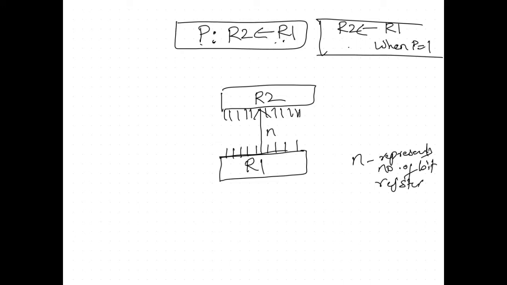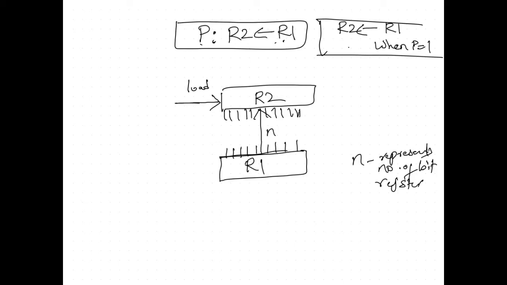If n is equal to 8, then 8 output lines will be there, and n input lines will be there for R2, right? So that is what the n represents: the number of bits in the register. Now for this R2, I am just connecting a load signal. This is very, very important. What is the purpose of this load signal?